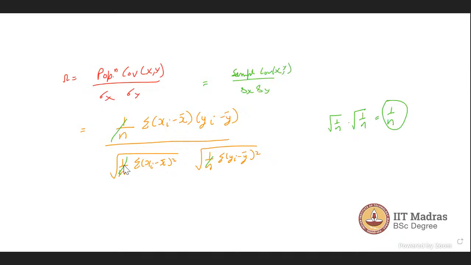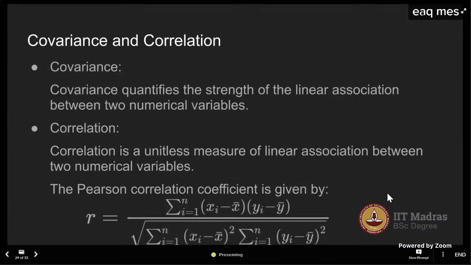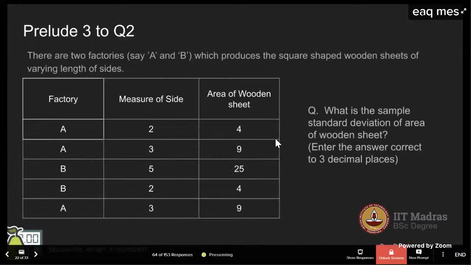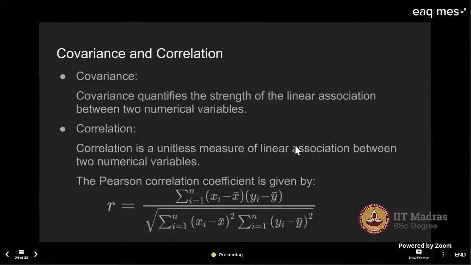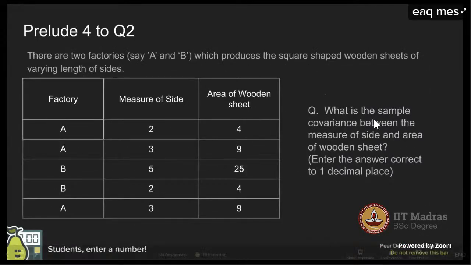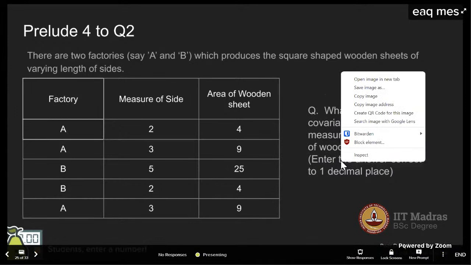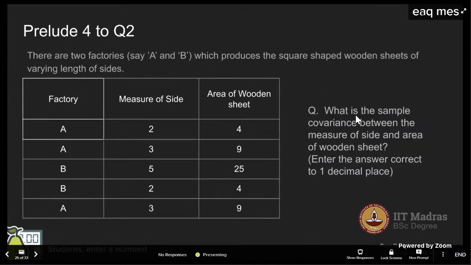Okay, moving on to the question. By now we have calculated the sample standard deviation of this x and this y. Now we have to find the sample covariance to get the correlation coefficient. That's why we now have to find the sample covariance between the two.